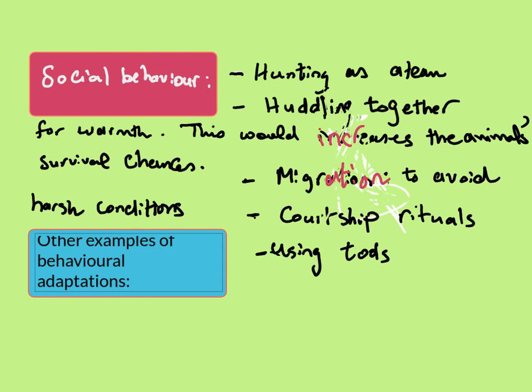Social behavior, like hunting as a team or huddling together for warmth, would increase the animal's survival chances. Migration to avoid harsh conditions, these are all considered behavioral adaptations. Other examples of behavioral adaptations also include courtship rituals and using tools.